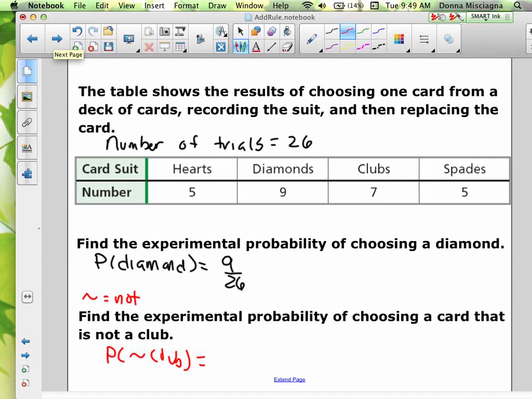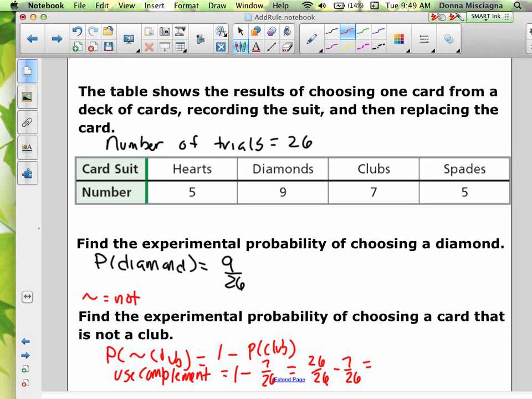Let's use the complement. All right, so to use the complement, we're going to take 1 minus the probability that we get a club. What's the probability of getting a club? Purple 3. 7 over 26. So our probability would be 26 over 26 minus 7 over 26, which would give us 19 over 26. Right, so one way we can find the probability is to just subtract off what we don't want. We don't want club. And that gives us everything we do want.